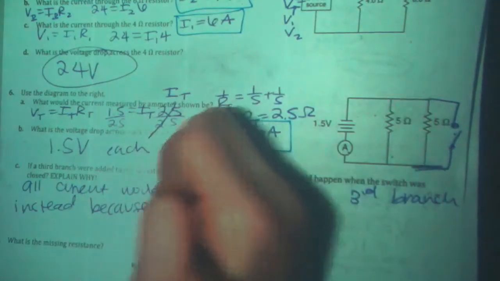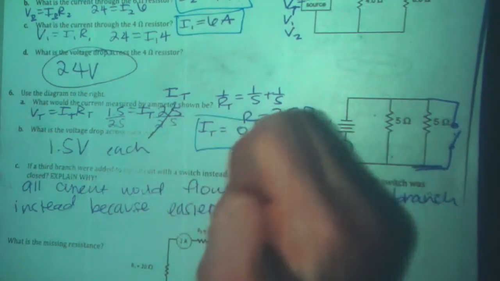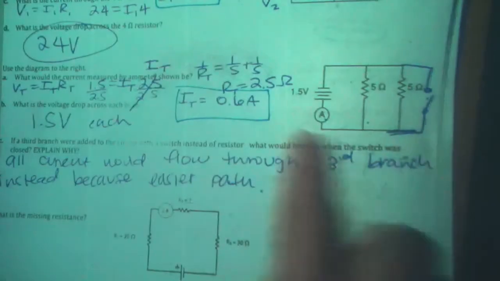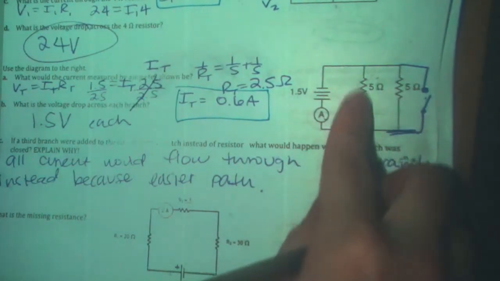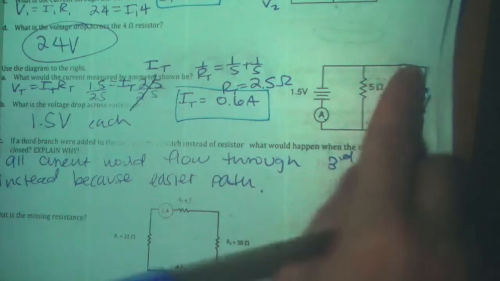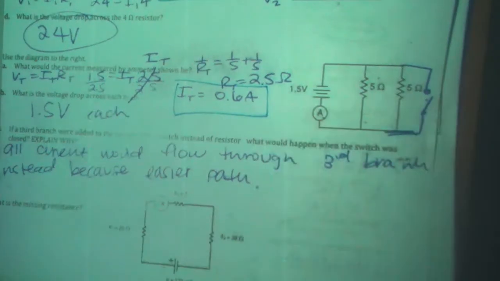Because there's now an easier path to get to the other side of the battery. So it's going to choose the easier path every time. Why would it go through these resistors, which are hard to get through, when it could just go through the switch?